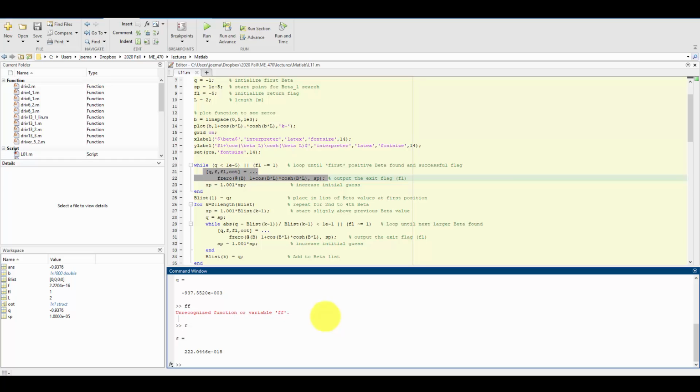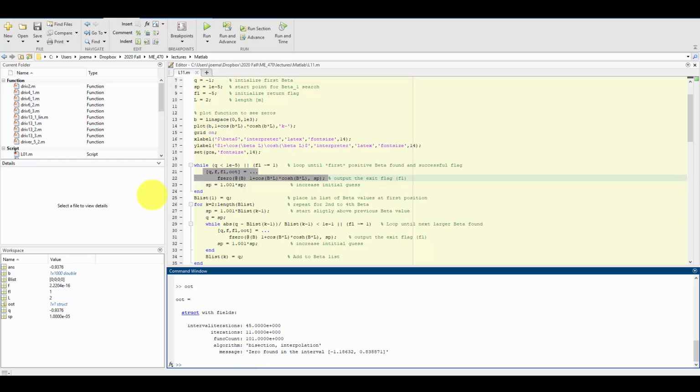And I want to check my flag. Here I'm getting a flag of 1. A flag of 1 is an indication that it did converge to a solution. So between f being really small and a flag of 1, this means that fzero worked, but the q value, the beta that it found, isn't good, which is a problem we have to address. And then this OOT is just some information. I'm not really using it for this, but I am going to save it.